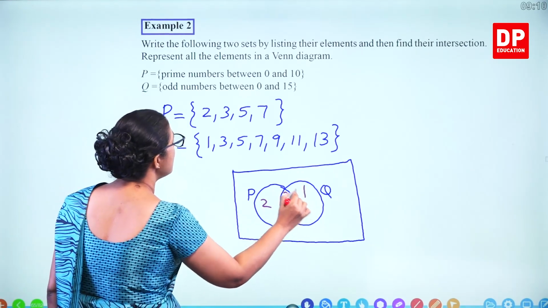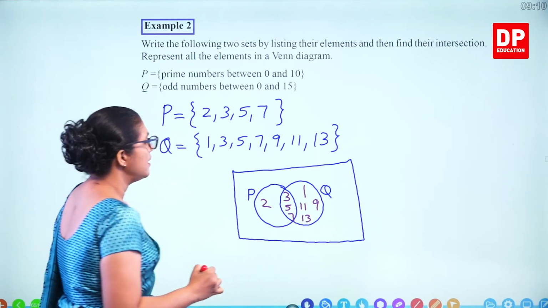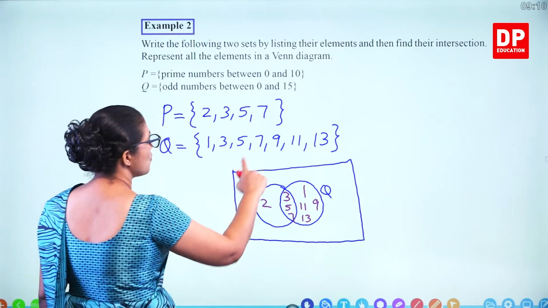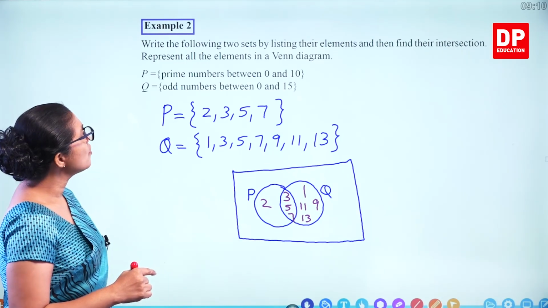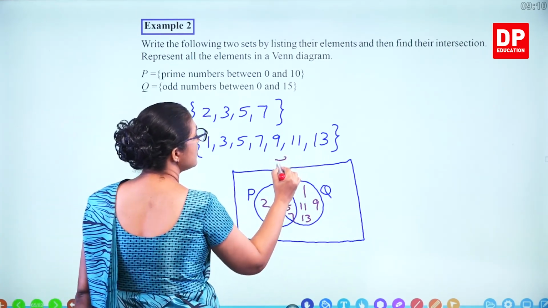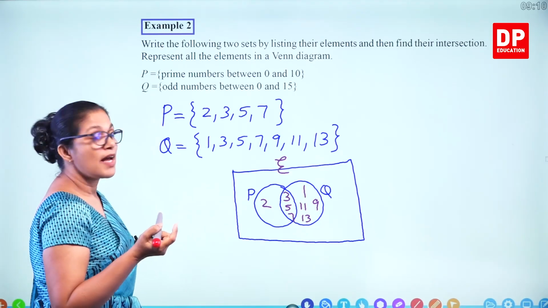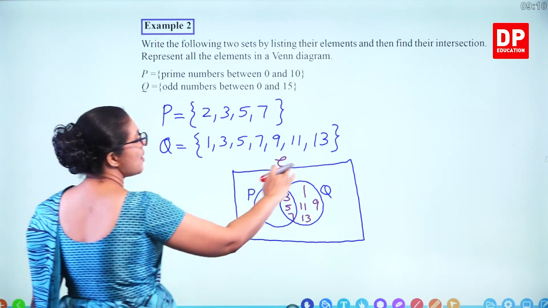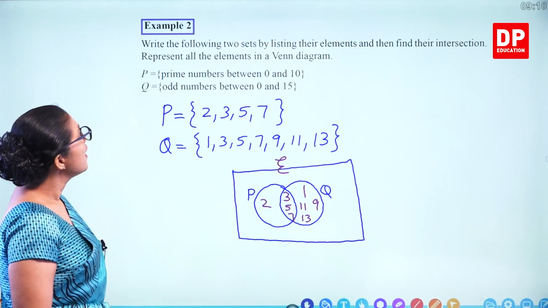1, 9, 11, 13 inside Q. So 3, 5, 7 common, 9, 11, 13. So that's the universal set. This is the rectangle. So we can just write epsilon is all counting numbers. Other numbers you have to put outside, but we don't know, so we can draw like that.